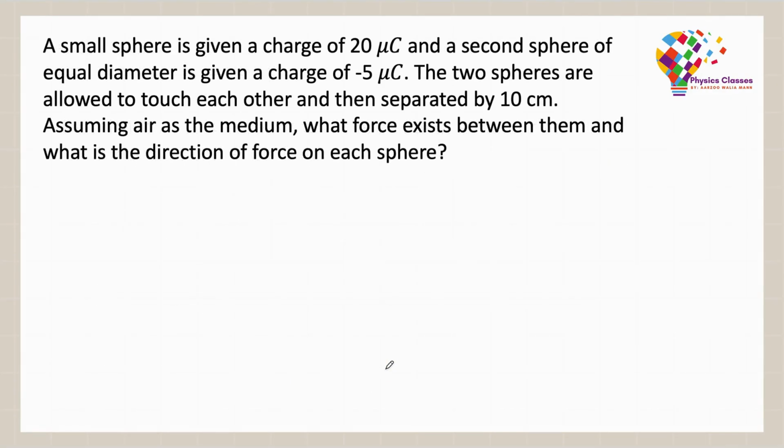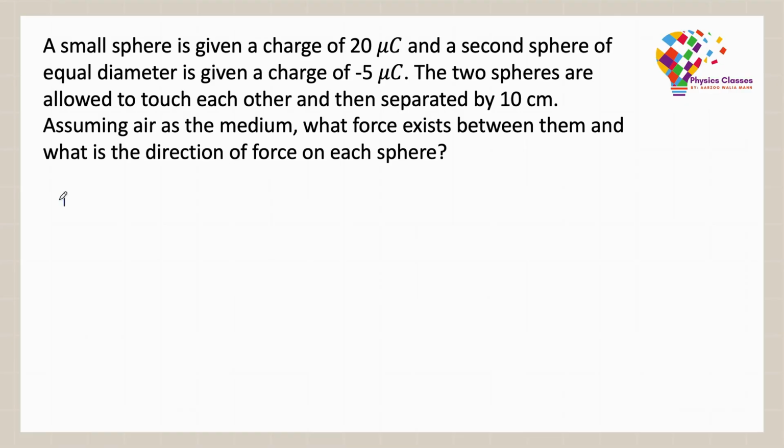It says a small sphere is given a charge of 20 microcoulombs and a second sphere of equal diameter is given a charge of minus 5 microcoulombs. These two spheres are allowed to touch each other and then separated by 10 centimeters. Assuming air as the medium, what force exists between them and what is the direction of force on each sphere? So I have two of these charges. One is a positive charge, which is 20 microcoulombs, and I have another negative charge, which is minus 5 microcoulombs.